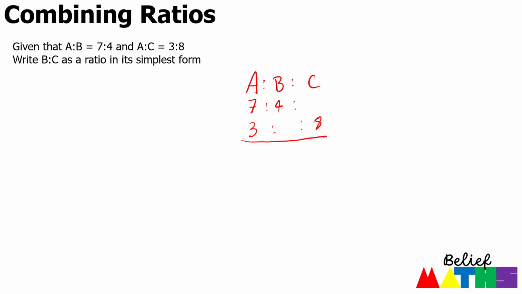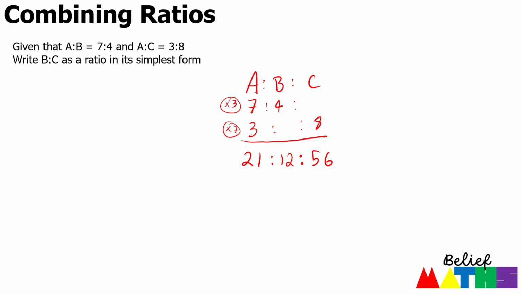I'm going to combine these together by looking at my A column. And I'm going to find the lowest common multiple of 3 and 7, which in this case happens to be 21. Now to get from 7 to 21, I've multiplied the first line by 3, and to get from 3 to 21, I've multiplied the second line by 7. So I'm going to do that with the other values. So 3 times 4 gives me 12 for B, and 8 times 7 for C. 8 times 7 is 56.